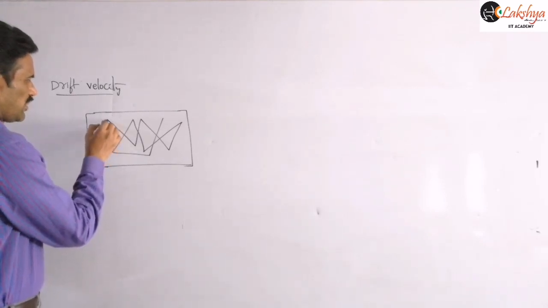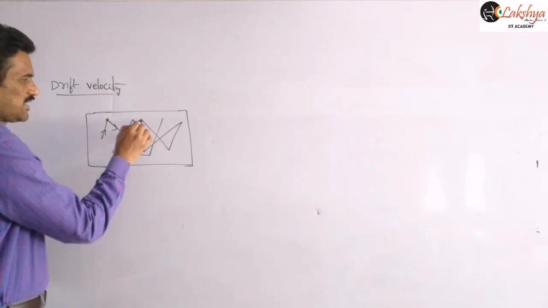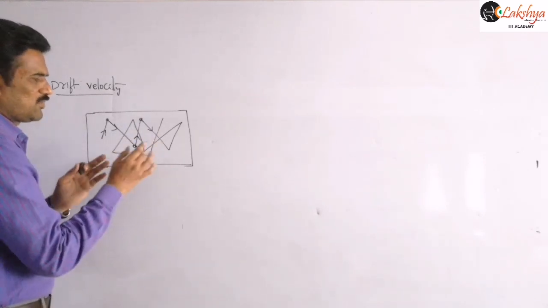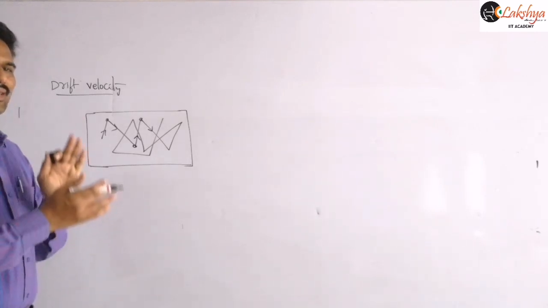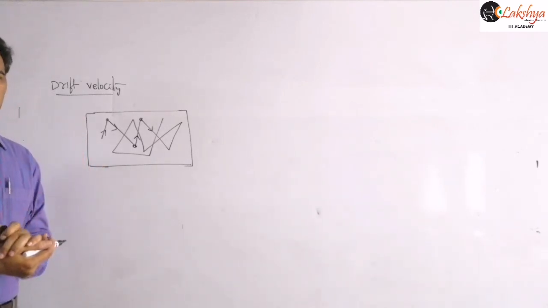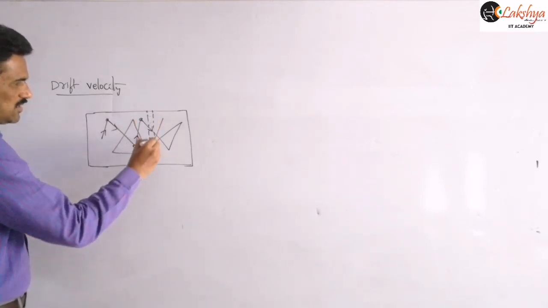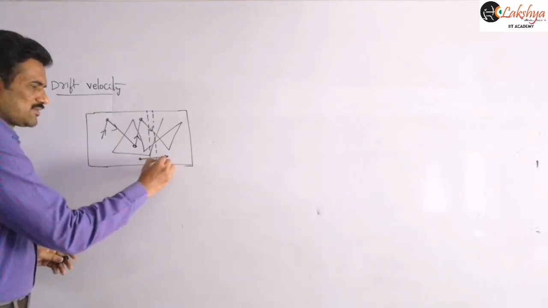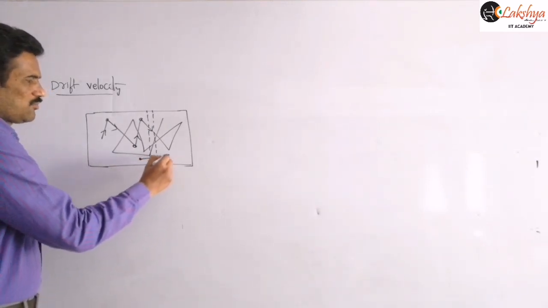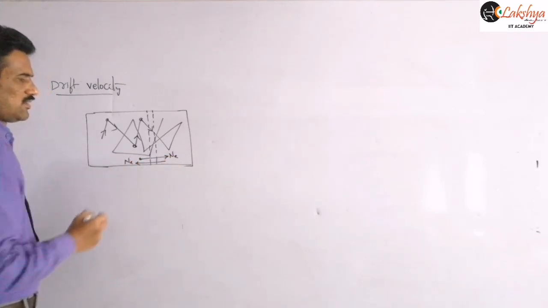Those electrons may collide here and change direction, and may collide here and change direction again, like this I am considering here. So they will follow a zigzag path. And as we discussed already, in the absence of any external field, if I take a cross section here, the number of electrons crossing from left to right is exactly equal to the number of electrons crossing from right to left. Got it?